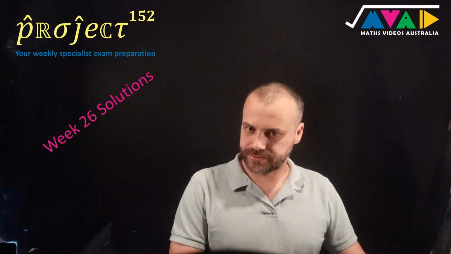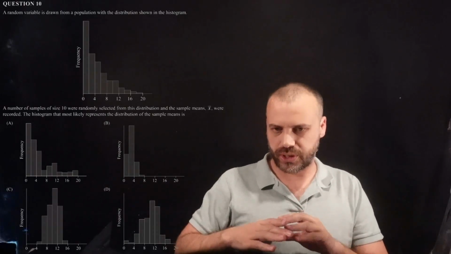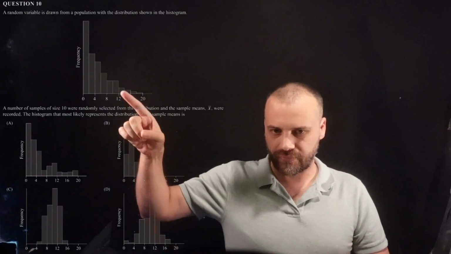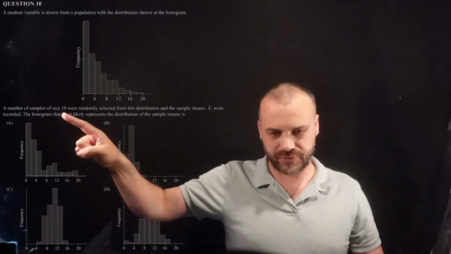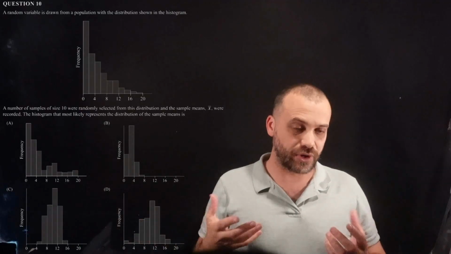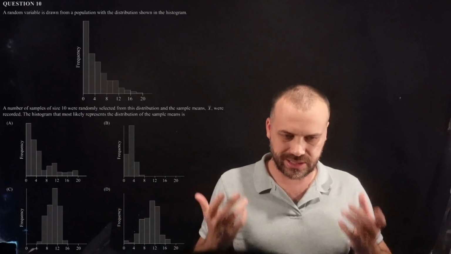Let's get started. So an interesting first question to kick off here. It's kind of a vibes-based question rather than doing a whole bunch of calculations. Now what do we have? We have a population distribution here, and we're taking samples of size 10, and these are our distributions of those sample means. So we're taking continuous samples of size 10.